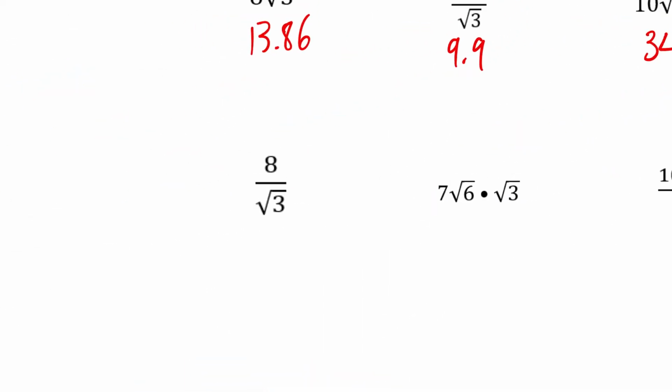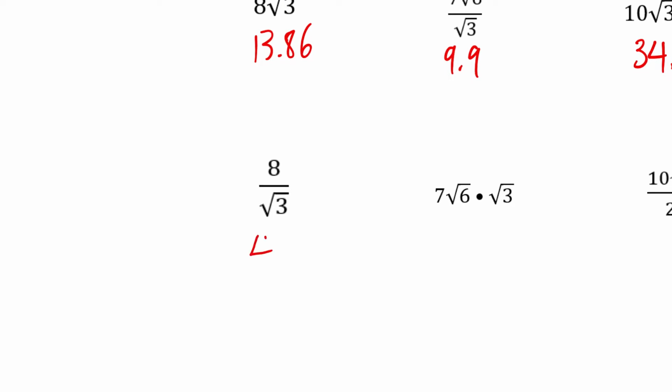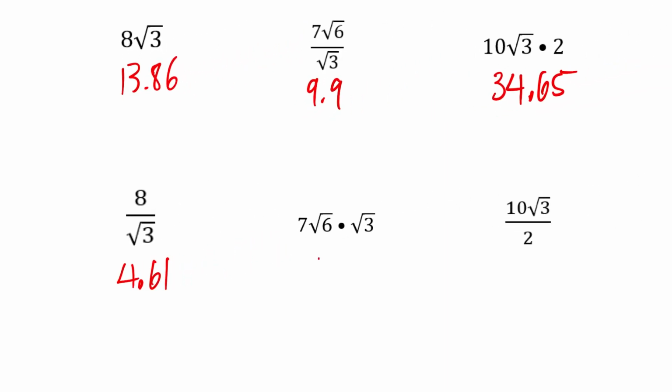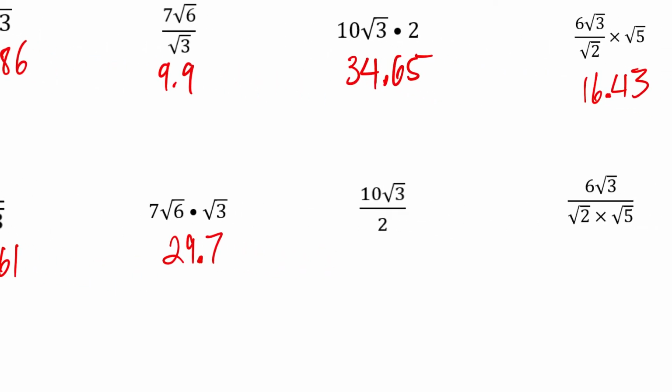All right, 8 divided by the square root of 3. 4.61. Okay, 4.61. 7 square root of 6 times the square root of 3. 9.7. Okay, 10 square root of 3 divided by 2. 8.66.